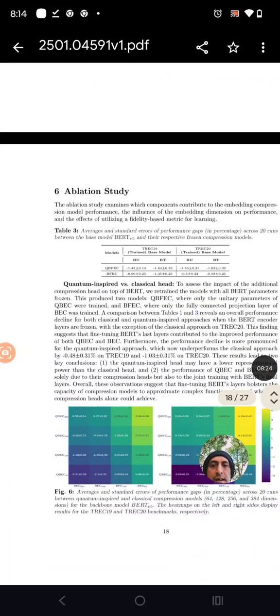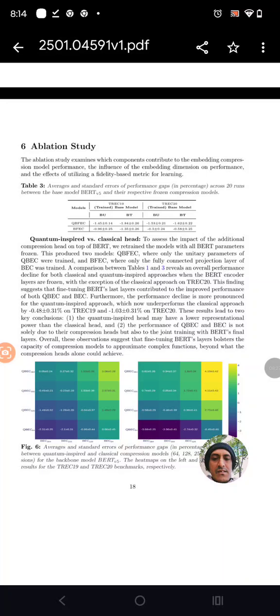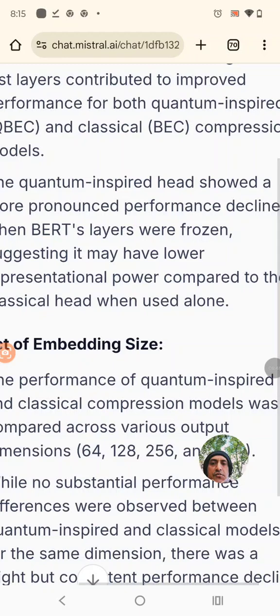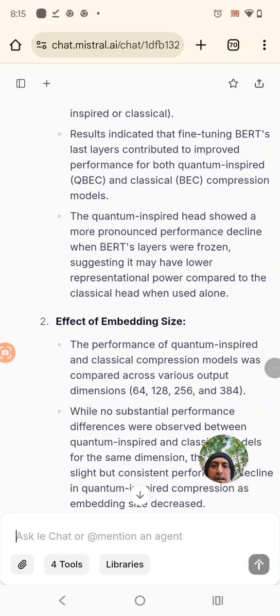They also did an ablation study, and the interesting thing is that both classical BART and the quantum inspired head improved in their performance while the last layers of BART were allowed to be fine-tuned. Also, the quantum-inspired head showed a more pronounced performance decline when BART's layers were frozen, suggesting it may have lower representational power compared to the classical head when used alone.